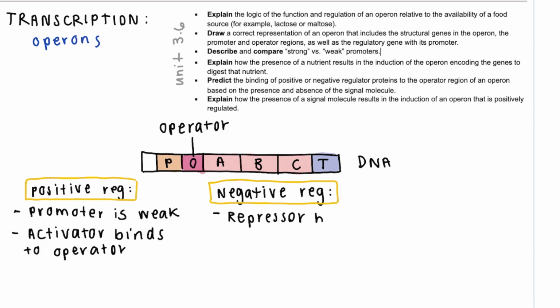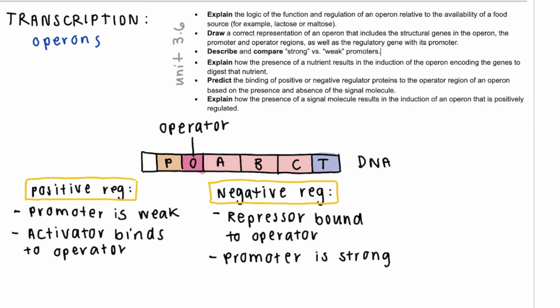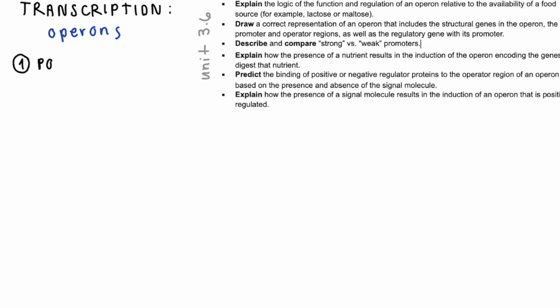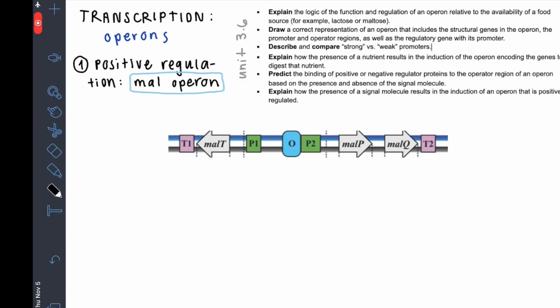In negative regulation, there's already a regulatory protein bound to the operator, which is the repressor. This molecule prevents the promoter from recruiting RNA polymerase, resulting in low or basal levels of transcription. This happens because the promoter is very strong, so without the repressor, the gene would be always expressed, which you don't necessarily want. As an example of positive regulation, we're going to look at the mal operon.